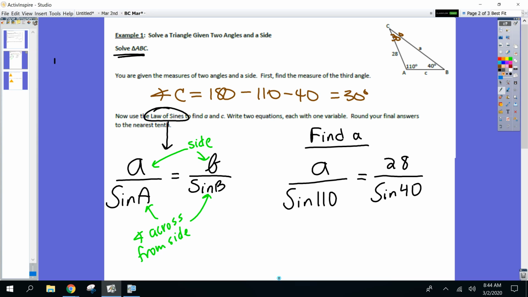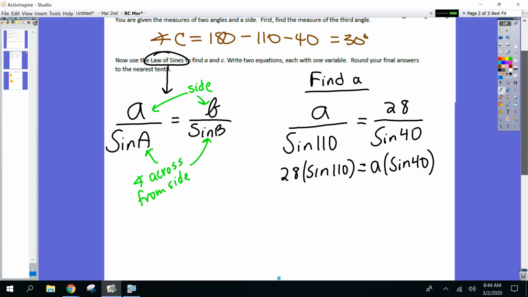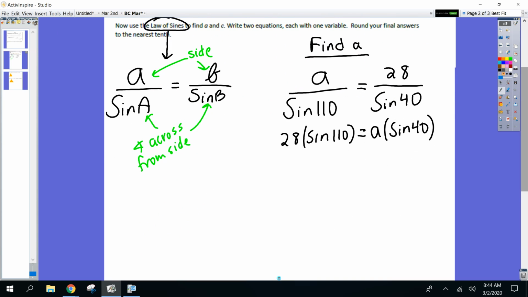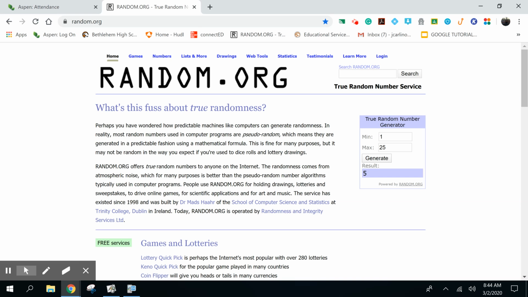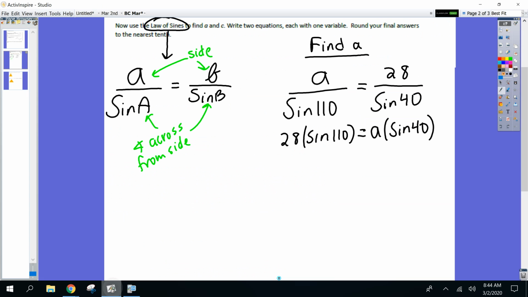It's a proportion. Cross multiply. Here you go. 28 times the sine of 110 equals A times the sine of 40. We've had practice in this last week. How are you going to get A by itself now? How do we get A by itself? What do you want me to do here on this right side to get A by itself? There you go. Divide by sine 40.